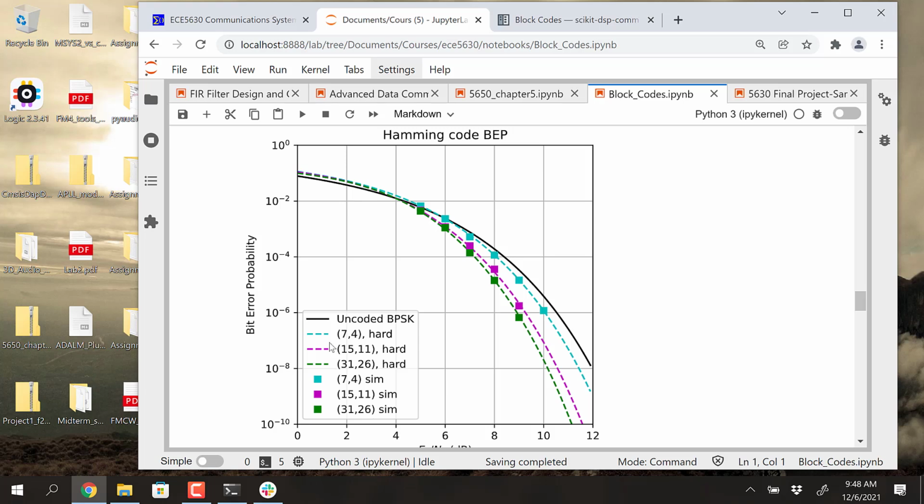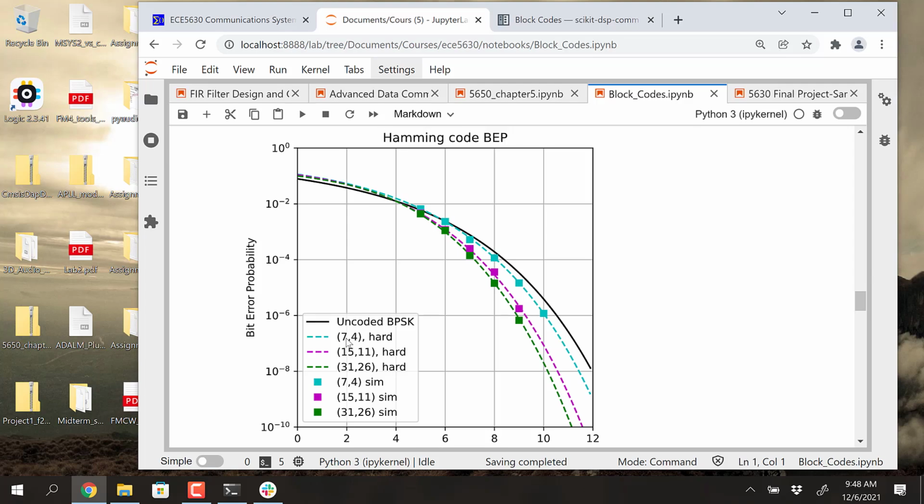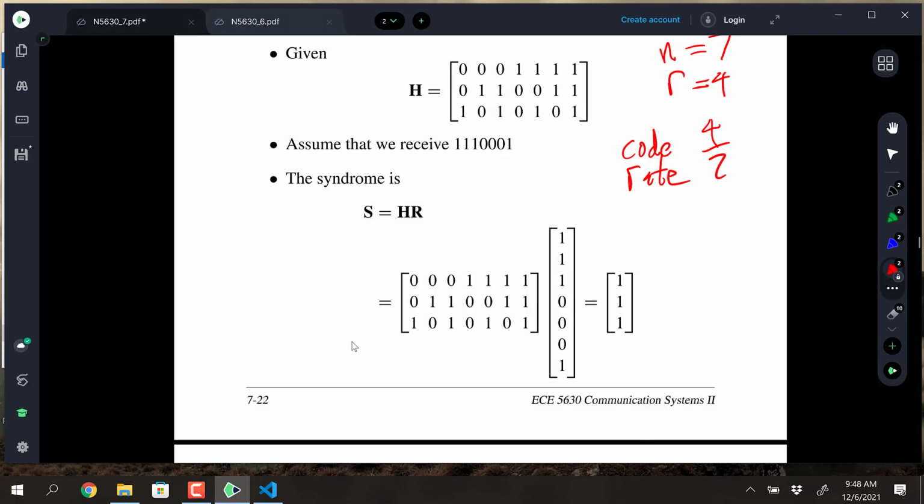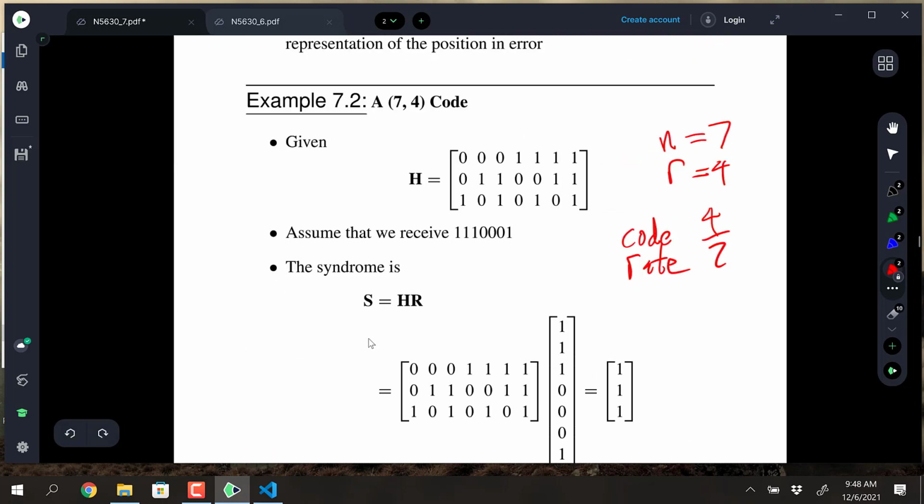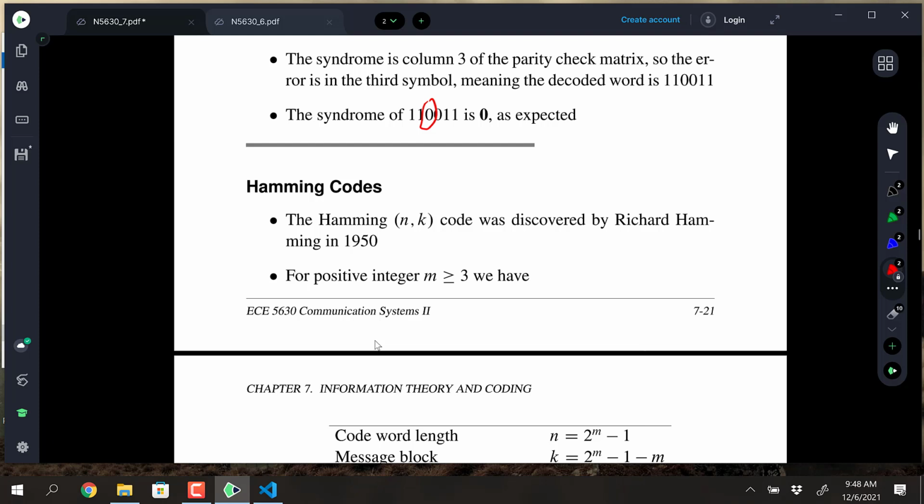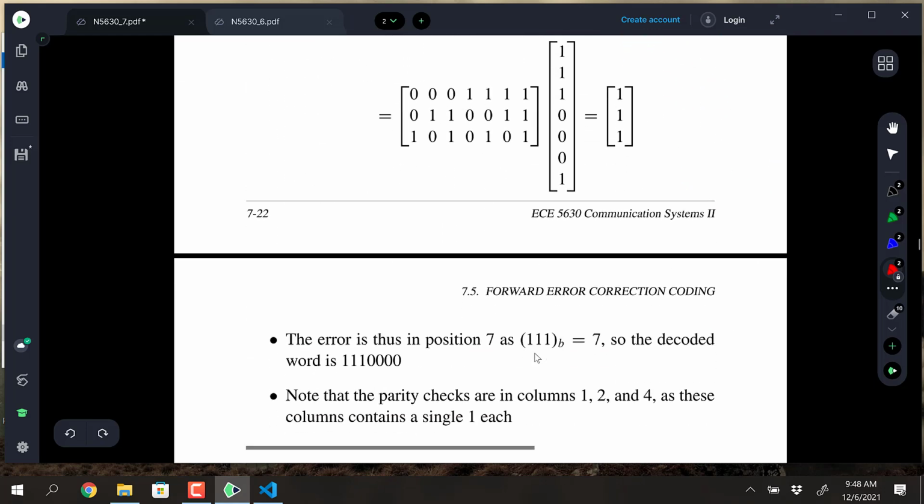Remember, that's what we've got here. Is that right for the Hamming codes? Go back over here again. Yeah, N and K. So K over N is the rate. Okay, there are then many other codes that are out there.